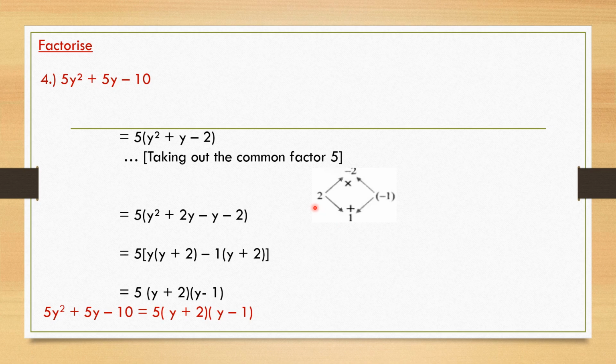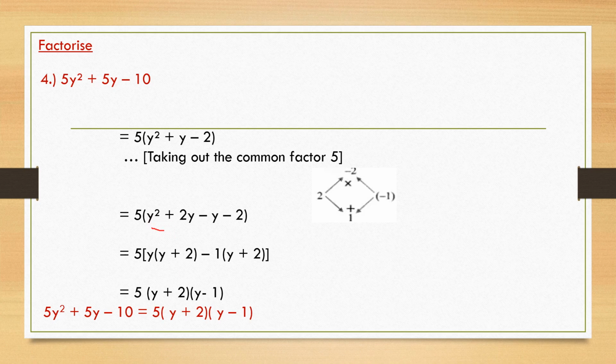So if you take 2 and minus 1, 2 multiplied by minus 1 will give you minus 2, and 2 plus of minus 1 will become 2 minus 1, that is 1, and 1 is the middle term. So our two new numbers are 2 and minus 1. So now, instead of the middle term y, we'll write our two numbers, that is 2y minus y. So I split the middle term. You have written 2y minus 2 as it is. Now we do the pairing.